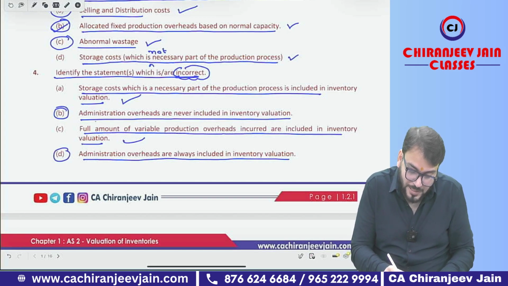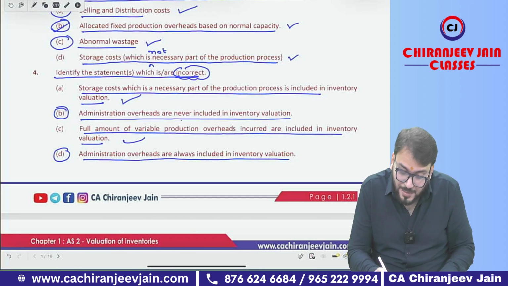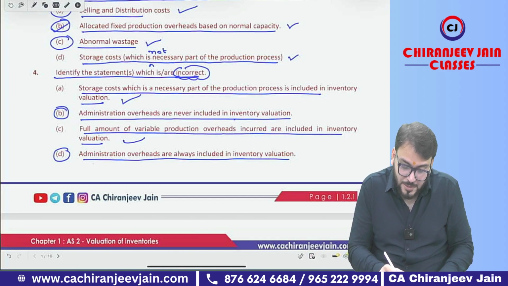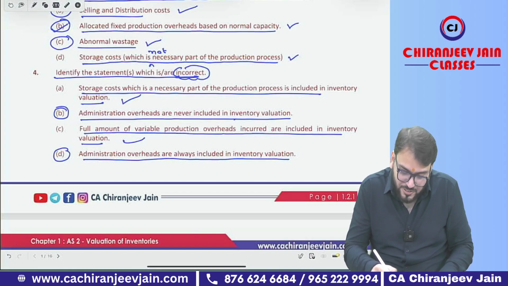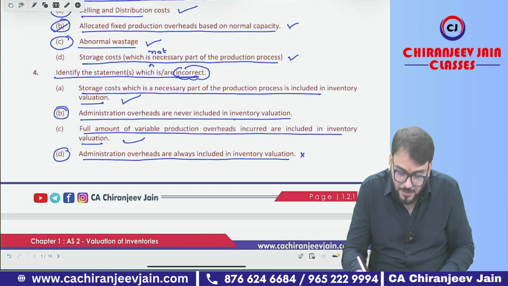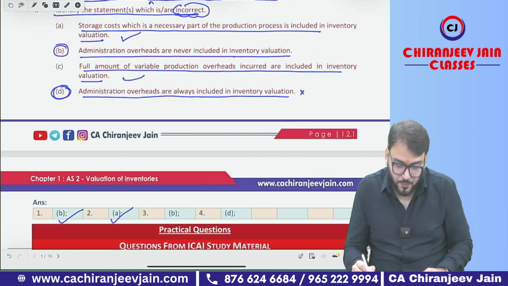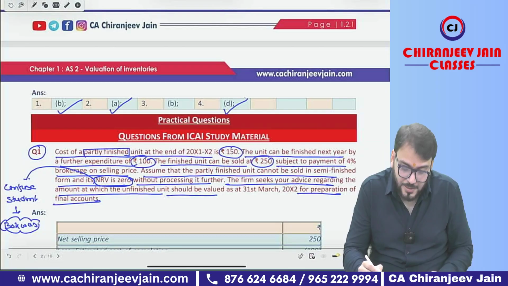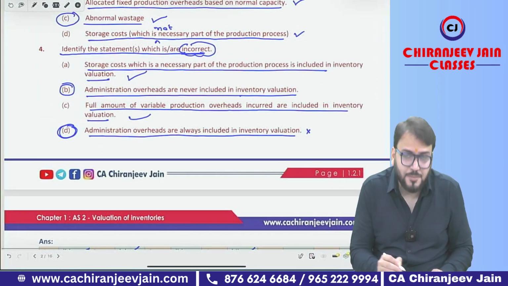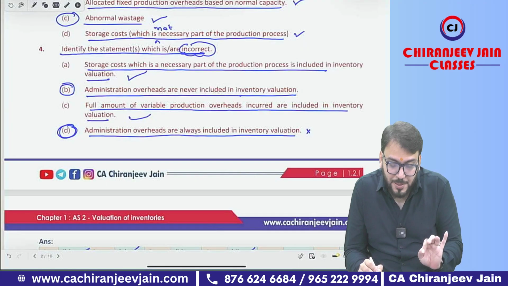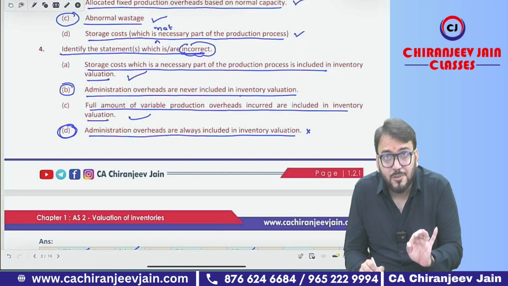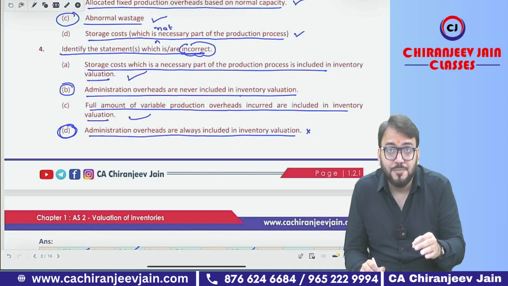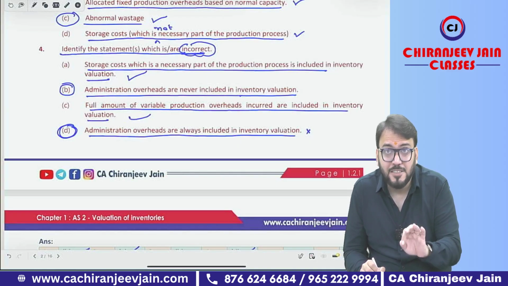No doubt, look: administrative overhead are never included in inventory valuation, and administrative overhead are always included, this is not correct. It means option D, 4 ka D. You can see 4 ka D. Why do I have a doubt in B? Because administrative overhead are also included when it is directly attributable in bringing the inventory to its present location.